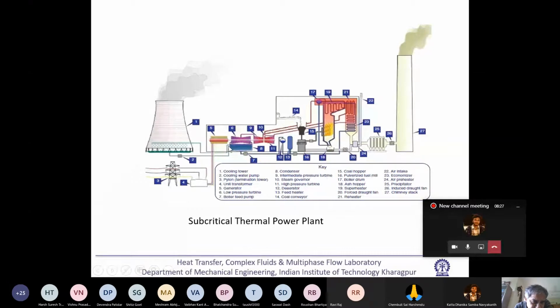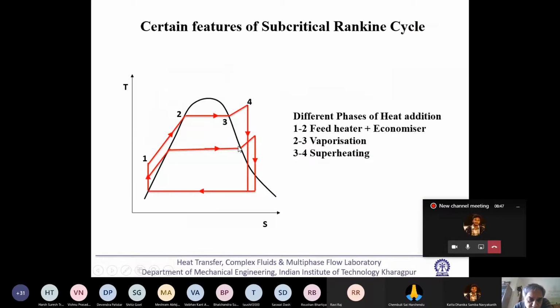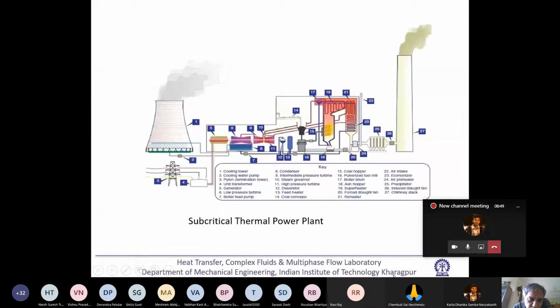So from the condenser, there will be a pump. Through the pump, it is going to the cooling tower. Not the steam, but the liquid is going to the cooling tower, and from the condenser, the liquid will come through some sort of a pump. This is the feed water, different feed water heaters, and it will go to the boiler.